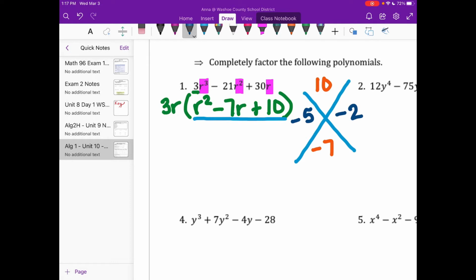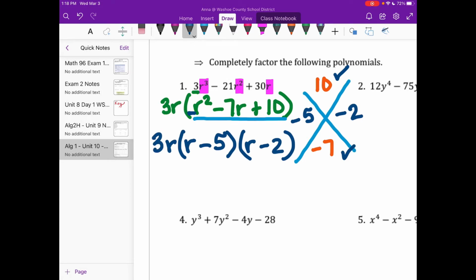Let's try 5 times 2. Negative 5 times negative 2 makes positive 10. Yes. Negative 5 plus negative 2 makes negative 7. Yes. Awesome. I got my factors. Now remember, this is an easy trinomial because there's just a 1 in front of that R squared. So I can go ahead and go straight to parentheses. Each parenthesis gets an R. Each one gets a factor. So minus 5, minus 2, and that 3R is going to come down also. So really the only new part was our 3R coming out in the very beginning.